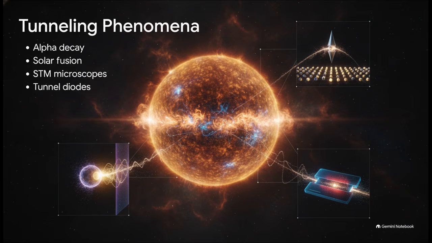Second, and incredibly importantly for us, is nuclear fusion in our sun. Particles in the sun's core classically do not have enough thermal energy to overcome their mutual electromagnetic repulsion, but quantum tunneling allows them to occasionally bypass that barrier, fuse together, and release the massive energy that literally sustains all life on Earth. We also harness this exact physics in scanning tunneling microscopes, which use tunneling electrons to image and even manipulate individual atoms. And finally, tunnel diodes are a totally foundational element in modern semiconductor electronics.